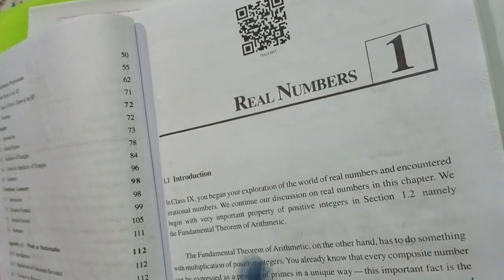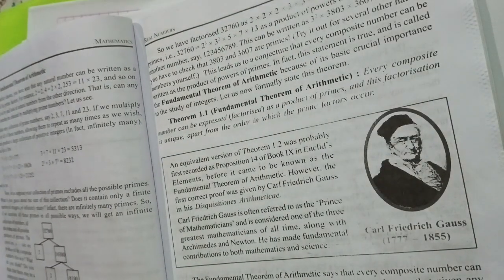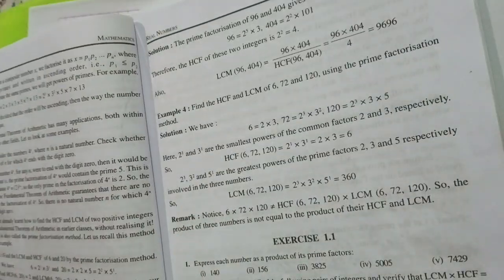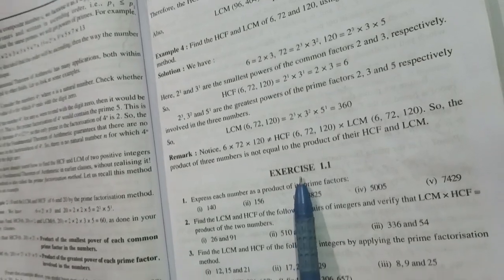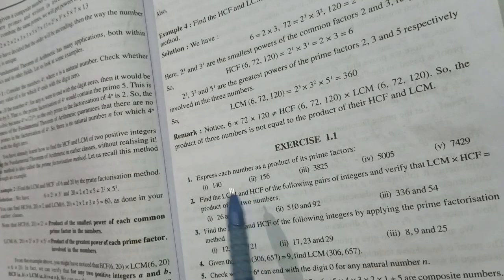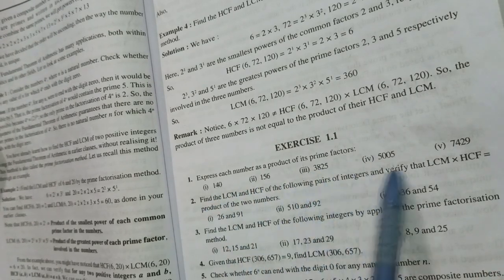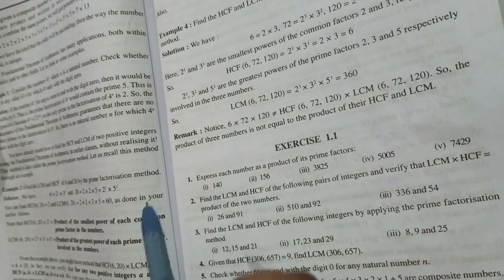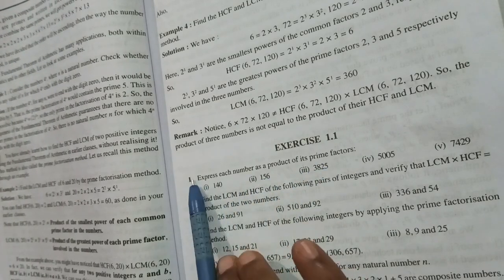So what are the concepts you have to remember? It is based on the midterm question paper. So when we go to exercise 1.1 in the real numbers chapter, express each number as a product of its prime factors. This is the mostly expected question for 1 mark. They can ask to express each number as a product of prime factors.